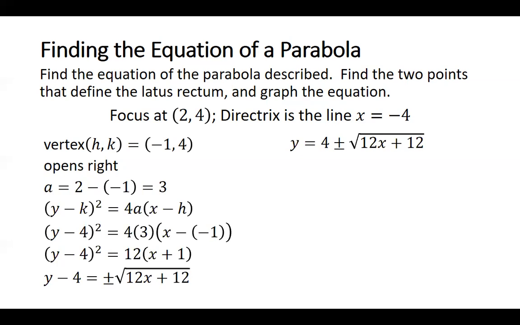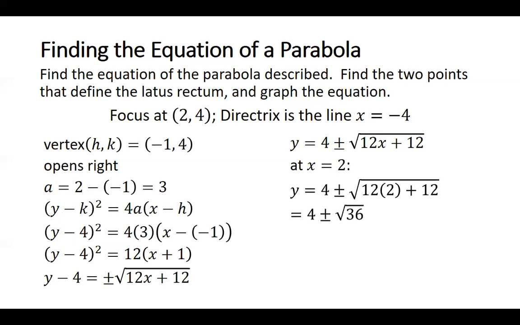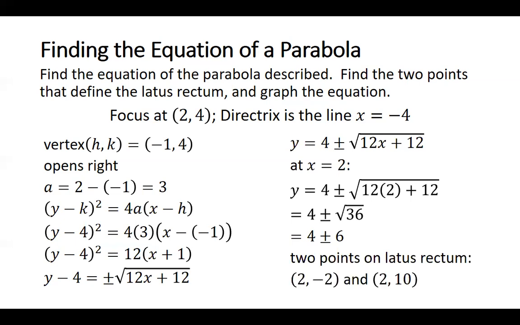At x equal to 2, our focus is at 2. Y is equal to 4 plus or minus the square root of 12 times 2 plus 12. 12 times 2 is 24 plus 12 is 36. So 4 plus or minus the square root of 36. Square root of 36 is 6. So y is equal to 4 plus or minus 6. So 2 points on the latus rectum: 4 plus 6 is 10, 4 minus 6 is -2. So we have 2, -2 and 2, 10.